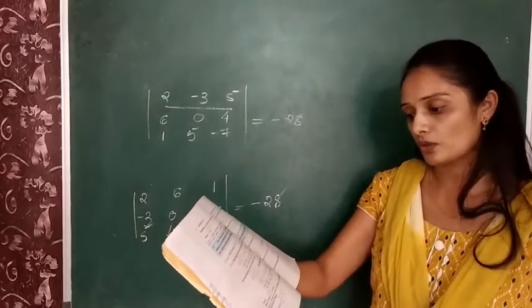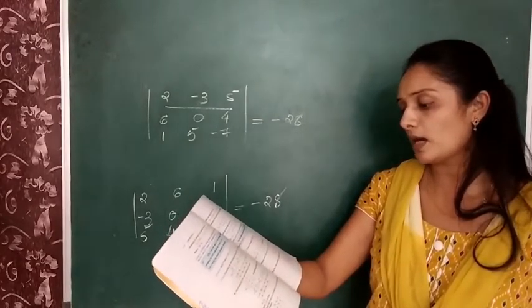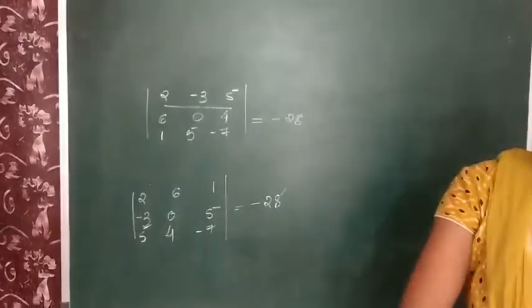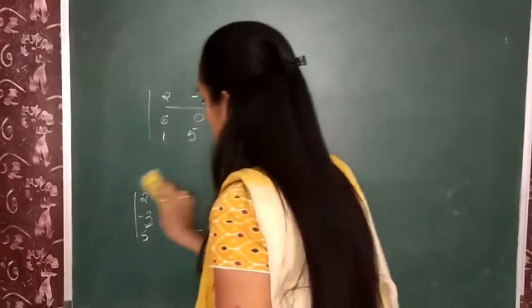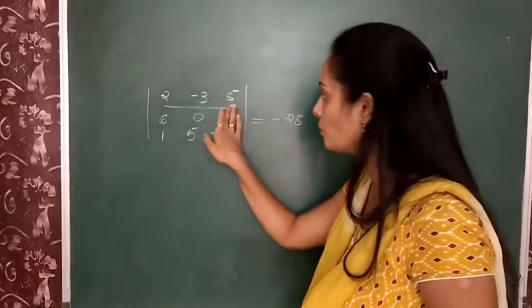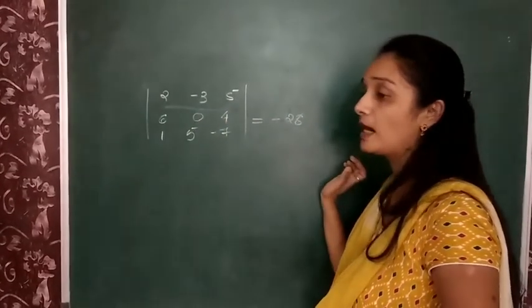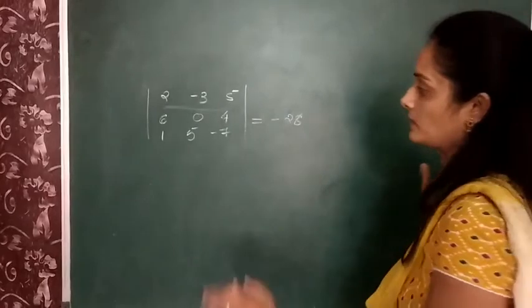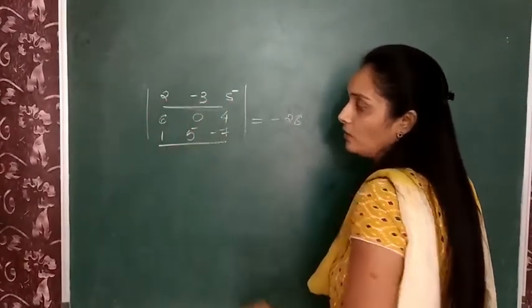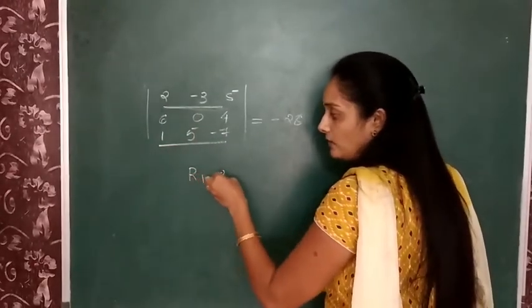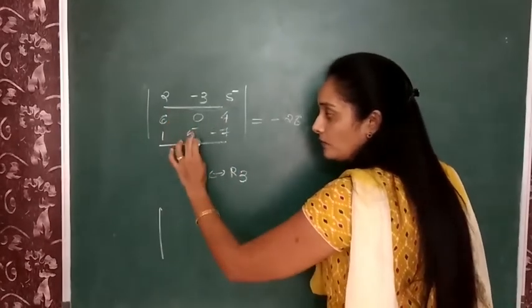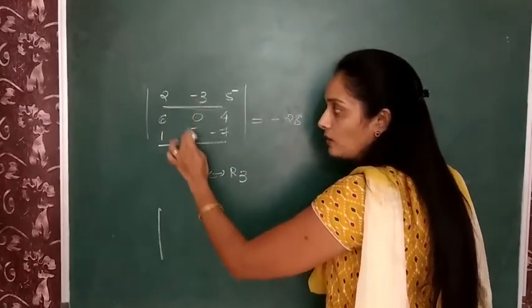If any two rows or columns of a determinant are interchanged, then the sign of the determinant changes. The second property says that if any two rows or any two columns are interchanged, that means if in this determinant the first row and third row are interchanged, R1 to R3, the first row becomes the third row and the third row becomes the first row.